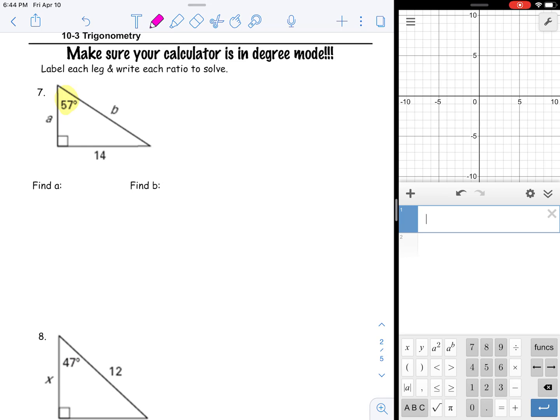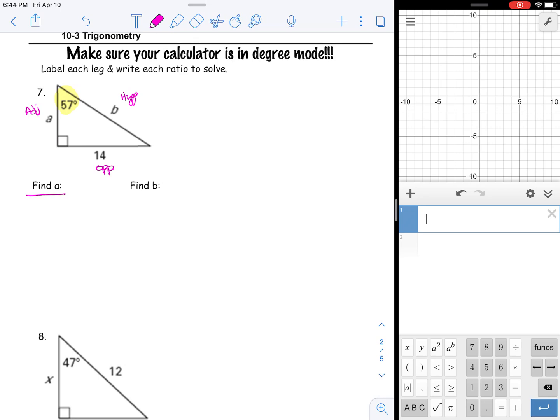The first thing I'm going to do is label the sides based off of that angle. This is the opposite, this is the adjacent, and this is the hypotenuse. The next thing to do is to decide what you want to find. We're going to start with finding A.